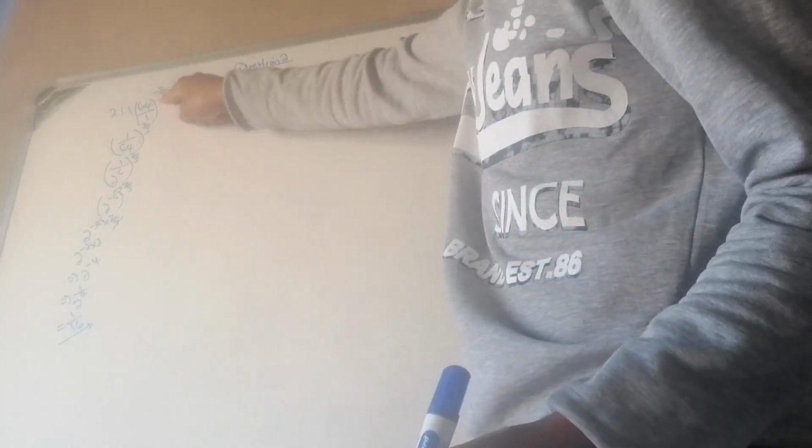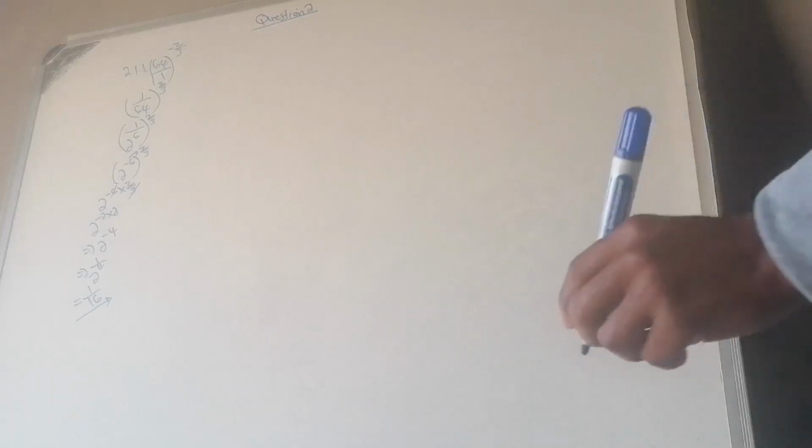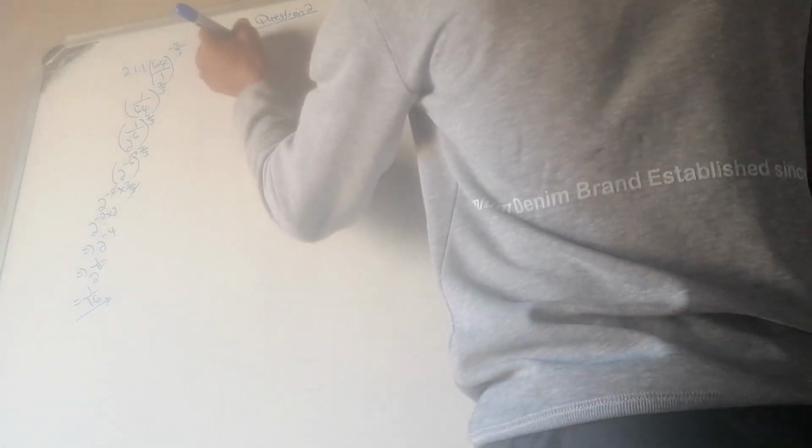To check whether we are correct, the original expression must give you 1 over 16. Then we know that we are correct. Right. If everything is fine, let's move to 2.1.2.